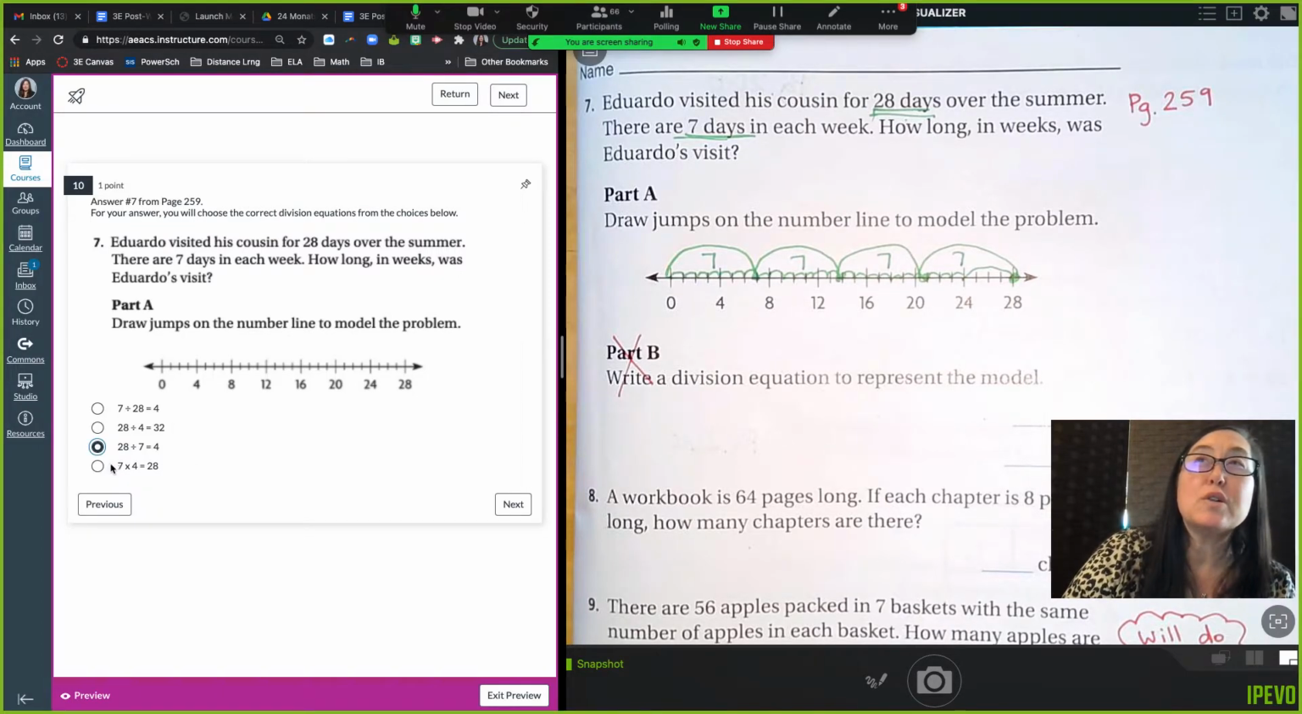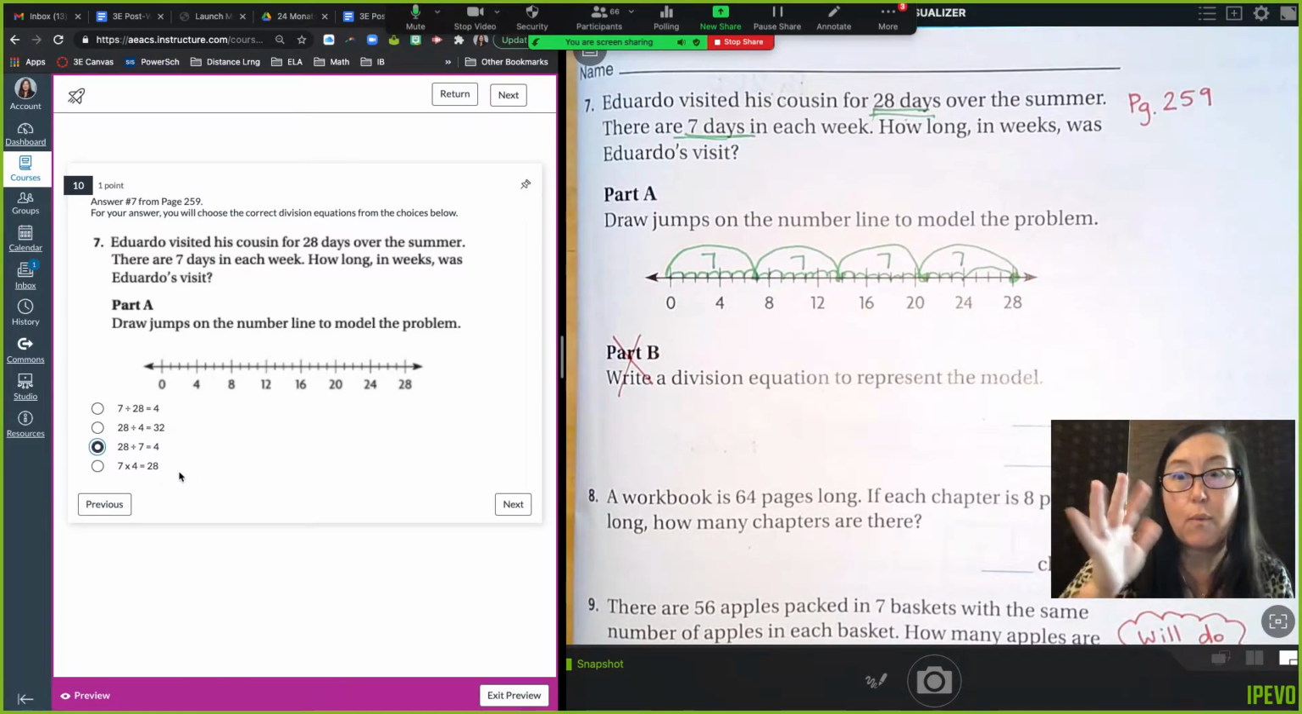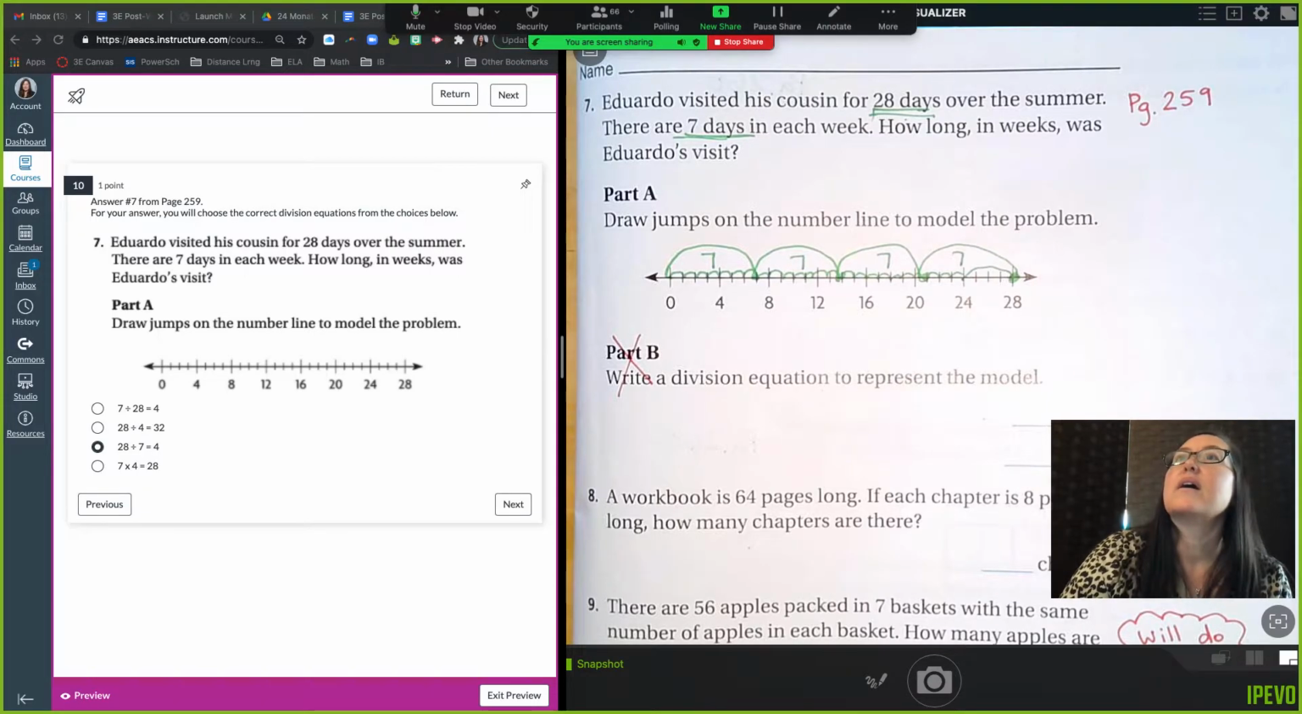Now, if you chose 7 times 4 equals 28, I could see where that might look like it worked because it's one of the turnaround facts. It's one of the fact families. So the most correct answer is 28 divided by 7 equals 4, because we're using this number line to divide up 28 days into 4 weeks of 7 days.